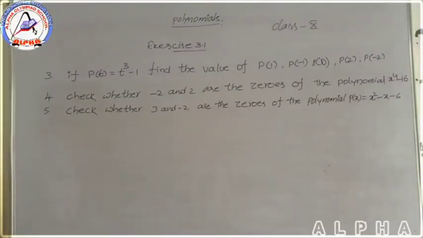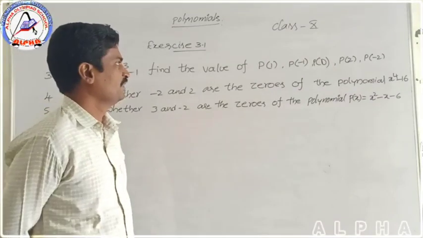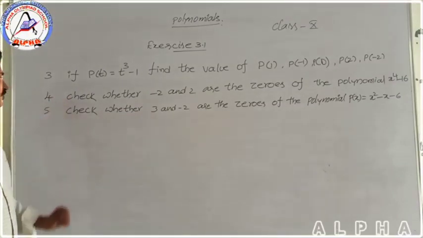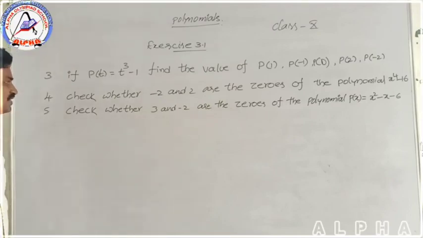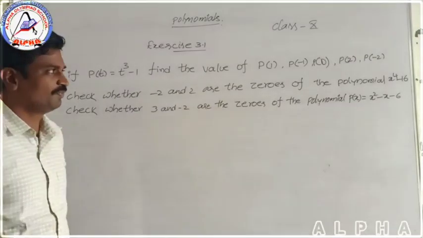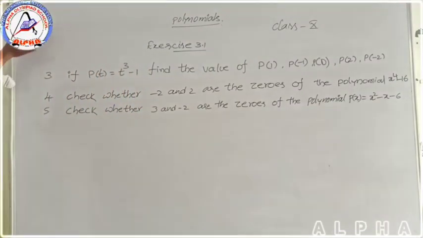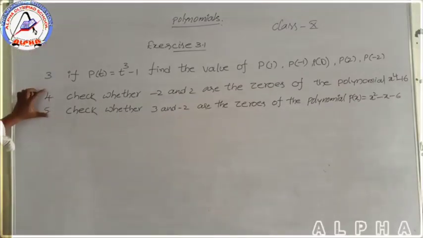Here I have written 3 questions. First question: P of t is equal to t cube minus 1. Find the value of P of 1, P of minus 1, P of 0, P of 2, P of minus 2. And fourth question, check whether minus 2 and 2 are the zeros of the polynomial. And fifth question, check whether 3 and minus 2 are the zeros of the polynomial P of x is equal to x squared minus x minus 6. Clearly, you are observing these three questions are the same model. These two questions are the same model. How can we find out?